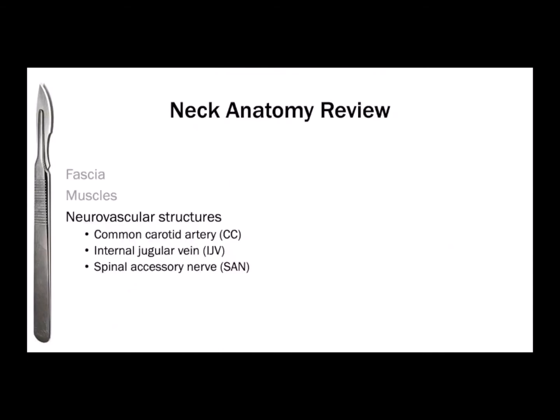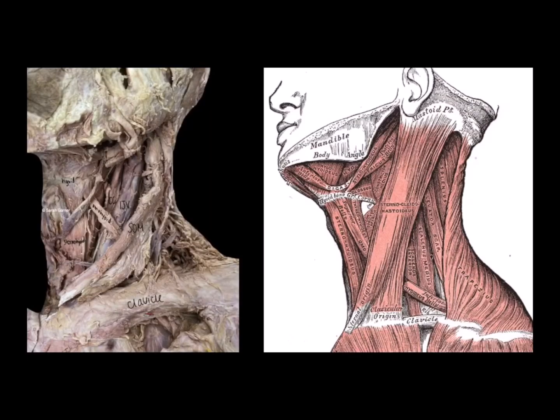Now, the neurovascular structures that we're concerned with are the common carotid artery, the internal jugular vein, and the spinal accessory nerve. So what I did was I did this dissection and put it next to these cartoon pictures so that you could compare them. And I went ahead and labeled them so that hopefully it's less overwhelming. But here you can see those muscles we just talked about. So this would be the sternocleidomastoid muscle. You can see its 2 heads attaching here to the clavicle and the sternum.